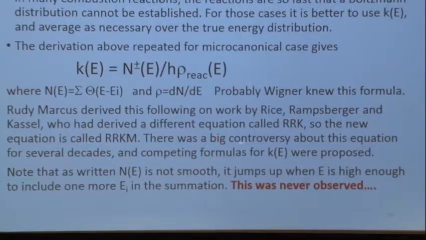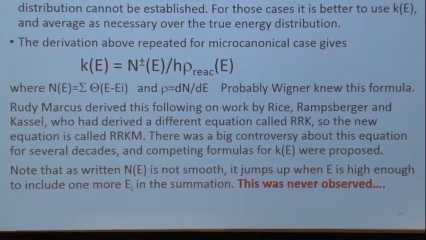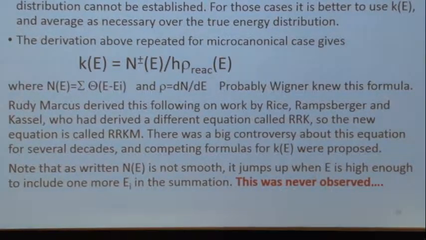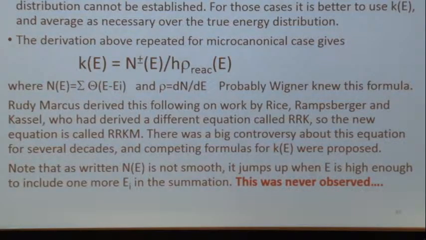For reasons I don't understand, there was a huge controversy about this. I don't know why. People didn't believe Marcus when he said that this was the right thing. And people kept making up new formulas for K of E. And this went on for like 20 years. And there were like 15 different proposed K of E formulas about how the rate should depend on the energy.